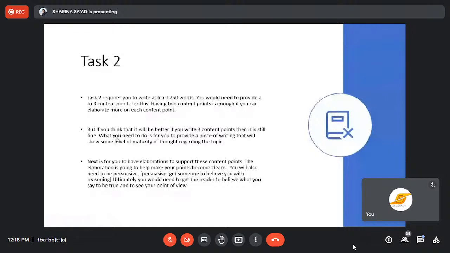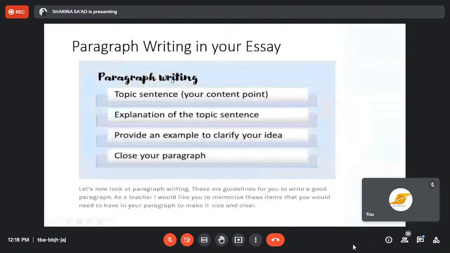Okay? And then you have to elaborate the points. You have to elaborate to support the points. In your thesis statement, you mention your points. Okay? And then you have to elaborate it when you write your body paragraph. Okay? So this is how you write your body paragraph.